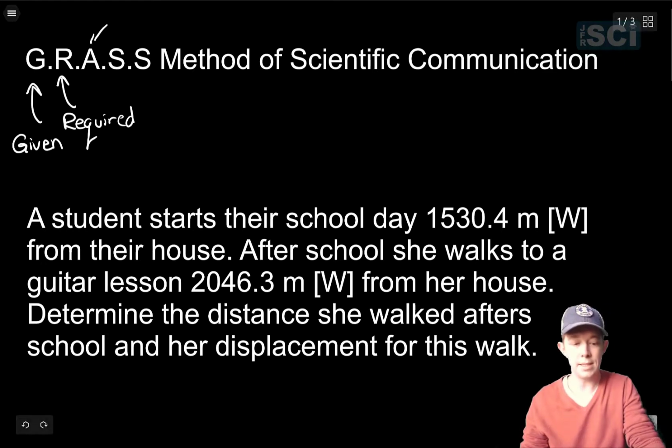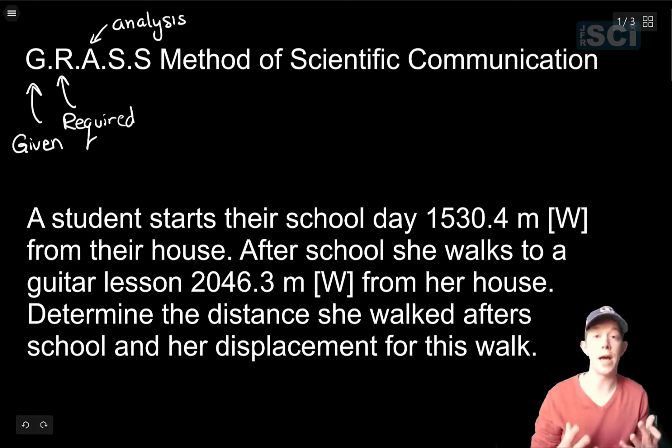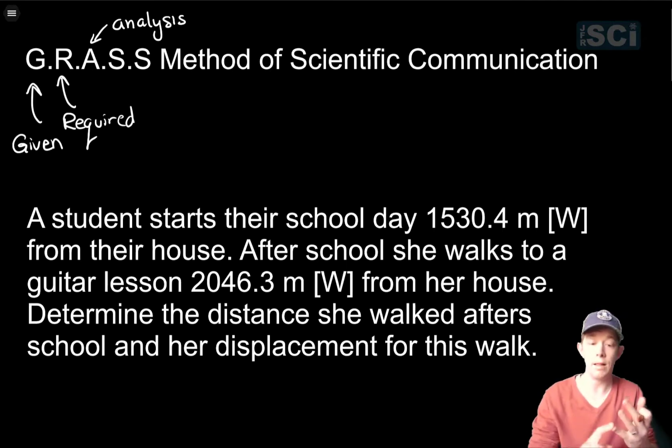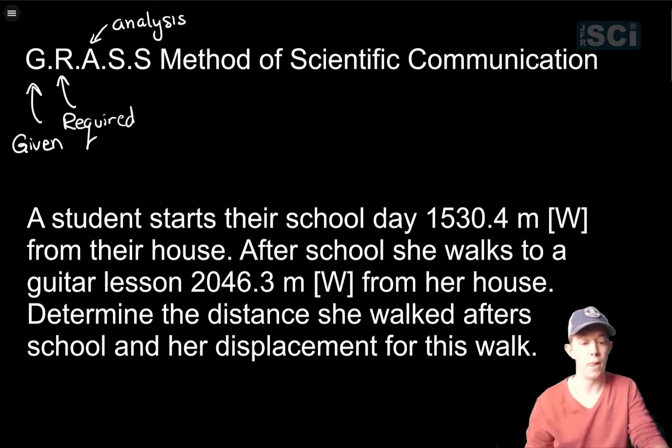Okay, the next thing is analysis. So analysis is coming up with a strategy, figuring out how am I going to solve this problem. It might be listing a sentence saying first do this, then do this, then do this. It might be listing the equation that you're going to use. There are different ways to show that you have a strategy for the question.